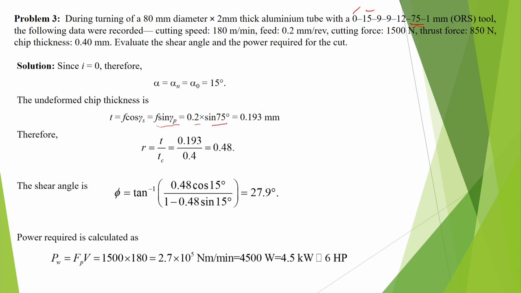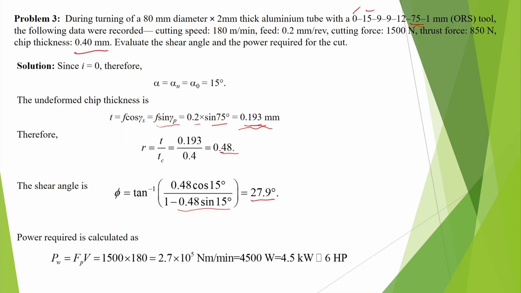So 0.2 into sin 75, this becomes 0.193, and therefore r is equal to t by tc. So we can say 0.193 divided by 0.4, chip thickness is 0.4, that means 0.193 was the uncut chip thickness, and cut chip thickness was measured, that came out to be 0.4. So r is equal to 0.48. Therefore, shear angle is given by that formula r cos alpha divided by 1 minus r sin alpha. We put it here, we get phi is equal to tan inverse this much. So it has come 27.9 degree.